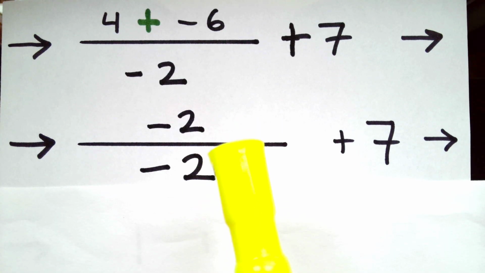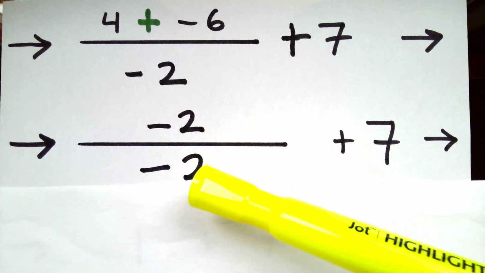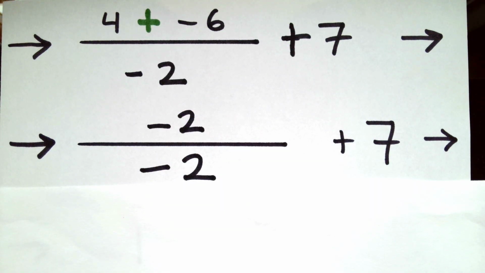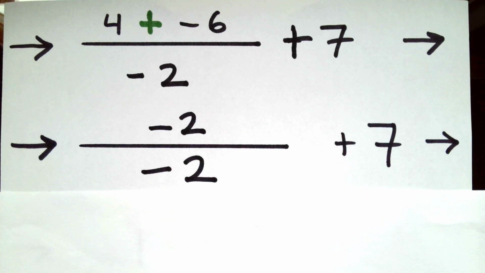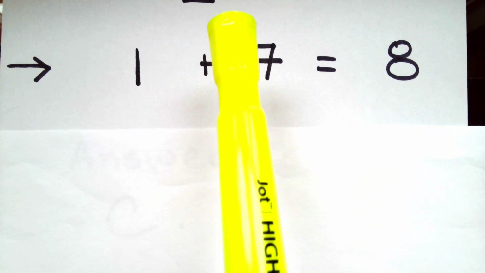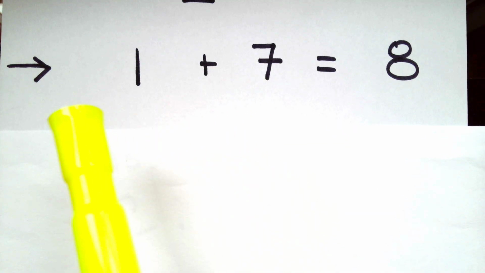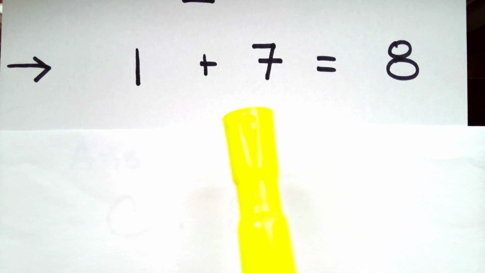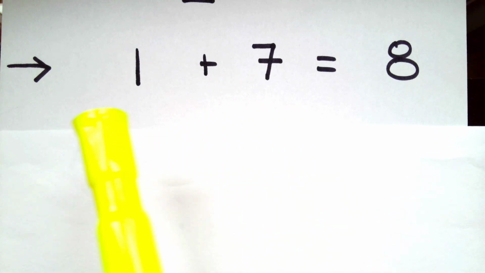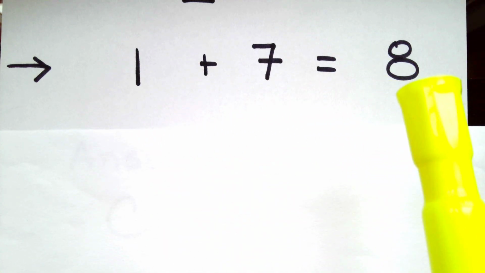So negative 2 divided by negative 2. Negative divided by negative is a positive, or anything over itself is always going to be 1. 2 over 2 will always be what? That would be a positive 1. Now I've brought down that positive 7 from above. No parentheses, no exponents, no multiplying or dividing. Can I add or subtract? I absolutely can. 1 plus 7 equals 8.